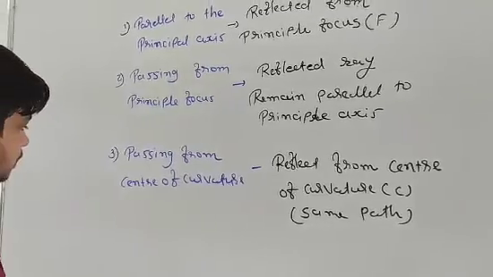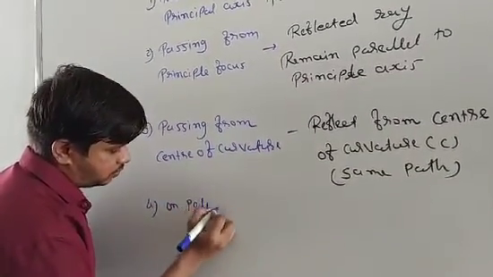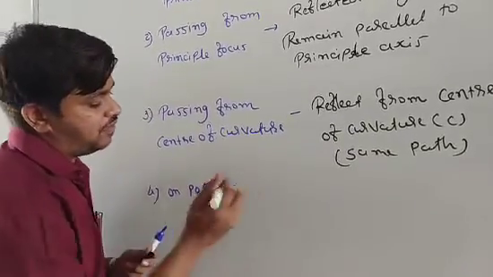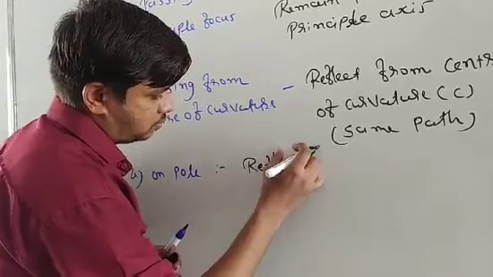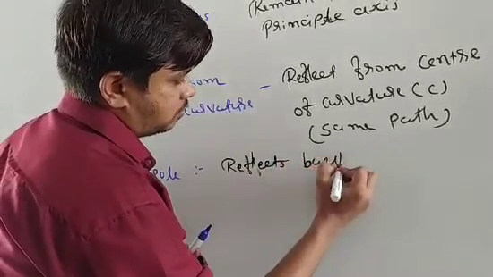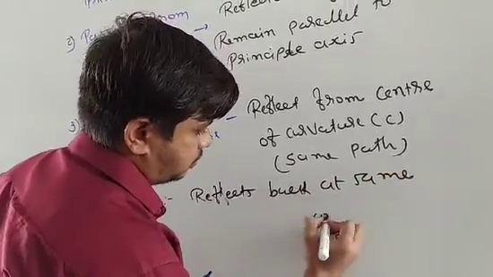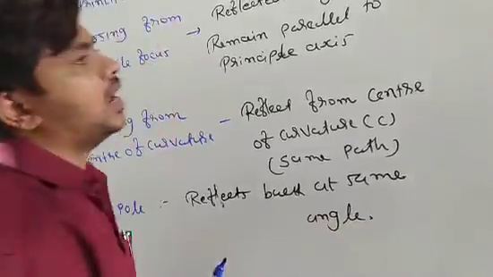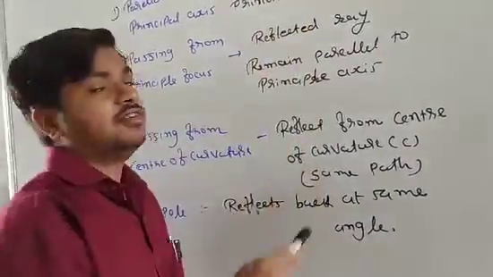And the last one, incident on the pole, reflects back at the same angle. So here are the four specific incident rays, and here are the reflected rays.